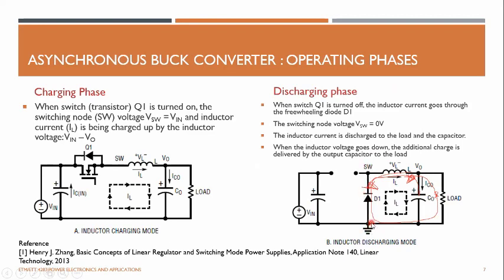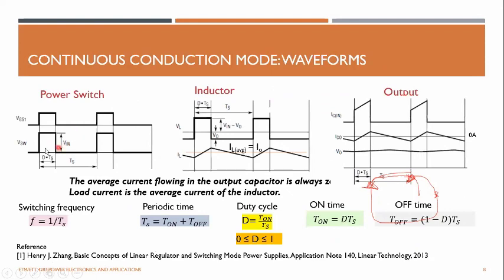Or you can just assume that if this is 0 volt, this one should be minus 0.7 volt, but assuming it is an ideal diode, the switch node voltage becomes 0. So this is why we can see in here the switch node voltage is 0. And I will introduce you to one concept, which is the frequency of switching and the periodic time of switching.